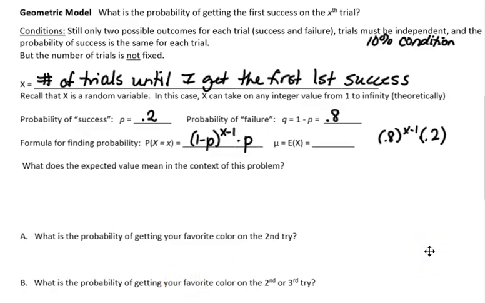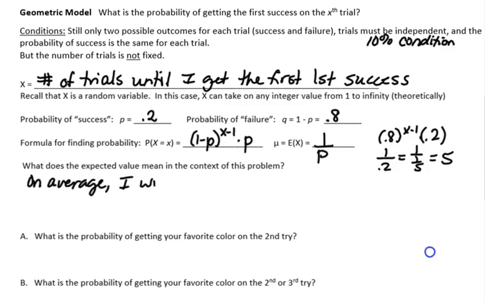The mean, it turns out, is 1 divided by the probability. So in this case, that would be 1 divided by 0.2, or 1 over 1/5, which is 5. And that really makes logical sense, because that's saying if there is a 1 out of 5 chance of getting a red, on average it's going to take me 5 tries to get a red. So on average, I will need to draw 5 Skittles in order to get my first red.